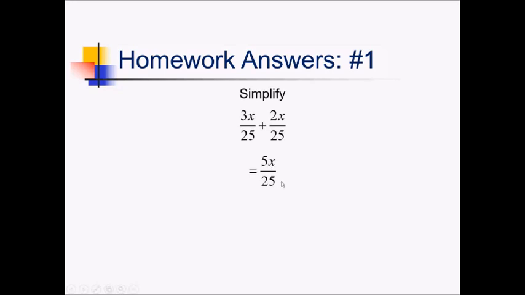And then let's see if we can reduce this at all. Well, 5 and 25, we can definitely reduce those. That leaves us with a 1 up here next to the x, and this 25, dividing that by 5, that's now going to be a 5 downstairs. So then we end up with x over 5.